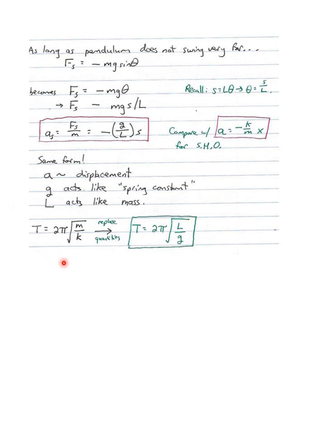And so if we take our equation that you've already learned for a mass spring system, period is 2 pi times square root of m over k, and replace mass with length and k with g, we have your main equation for a pendulum, that the period is 2 pi times the square root of length over g.